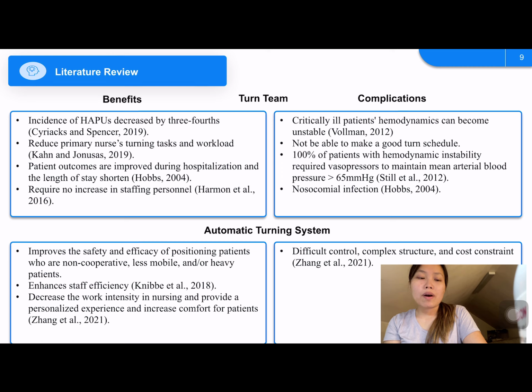And also with the turn team program, in a study by Hope in 2004, they mentioned that nosocomial infection can be a concern, because if the turn team goes to an infectious patient and doesn't use appropriate PPE or precautions, they can get infected and then spread that infection to another patient when they go to turn another patient.